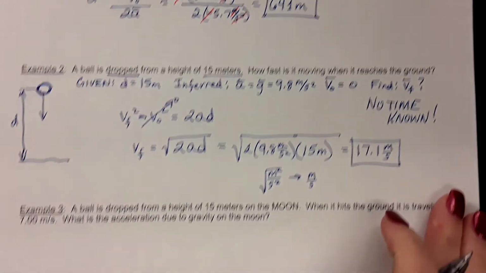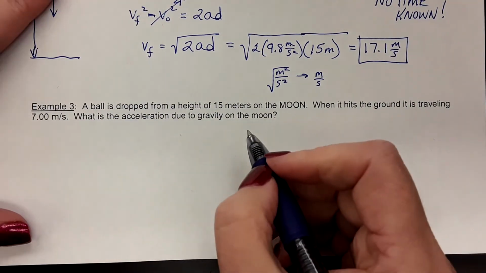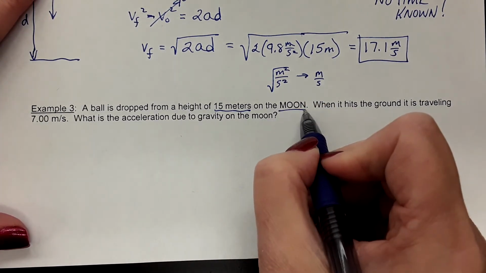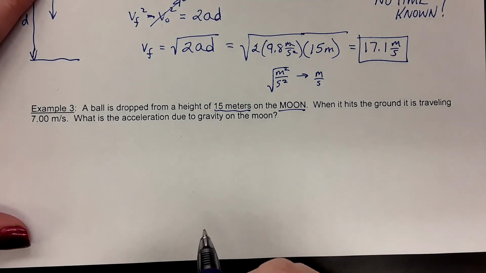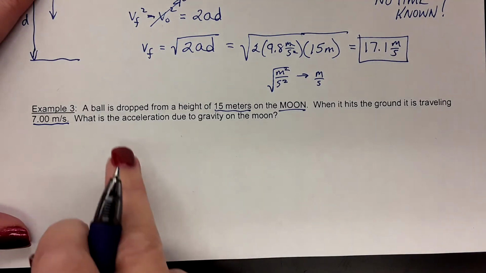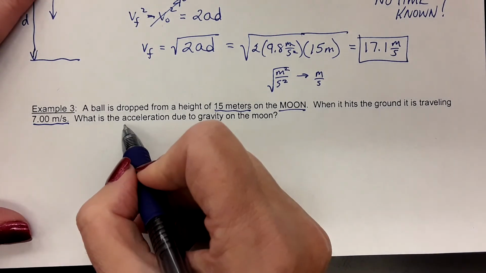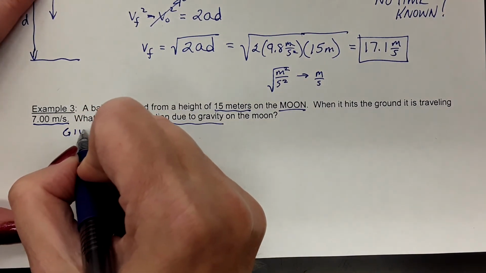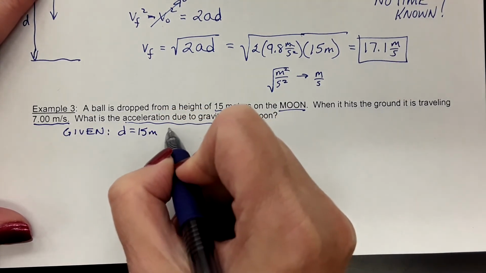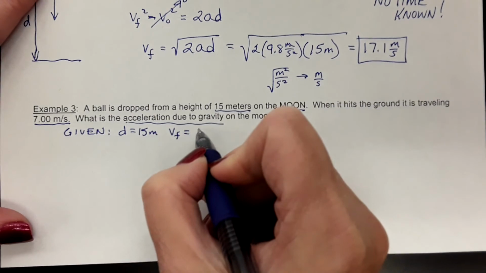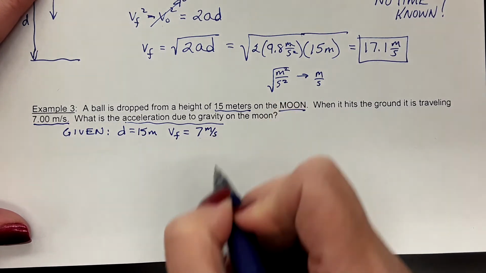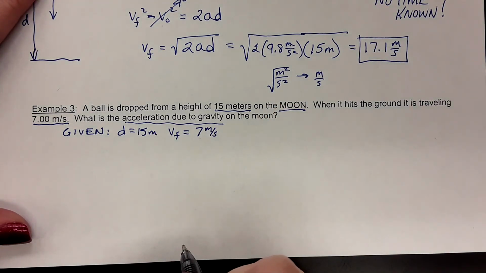One more. This one's going to be fun. We're going to go to the moon. Let's take the same ball to the moon and drop it from the same height, but on the moon. Okay, we know it's going to hit the ground sooner or later, and it's going to be traveling 7 meters per second when it does. We want to know what is the acceleration due to gravity on the moon. All right, so here we're given that the distance it falls is 15 meters again, and the final velocity when it hits the ground is only, instead of 17.1, it's 7 meters per second on the moon. Not as fast, is it?